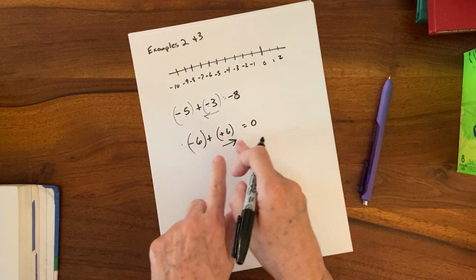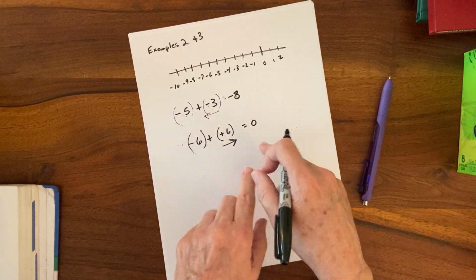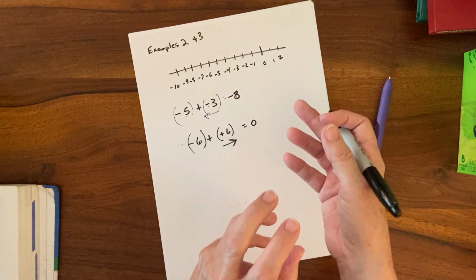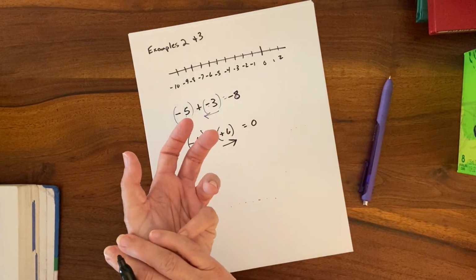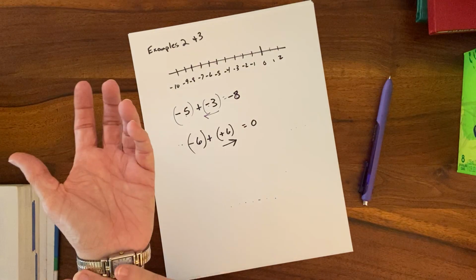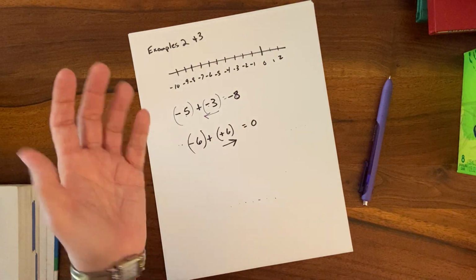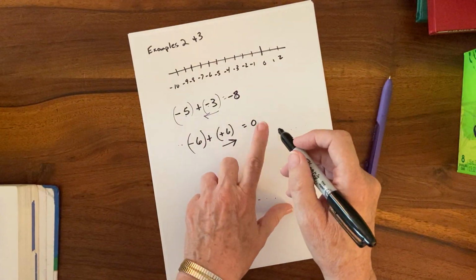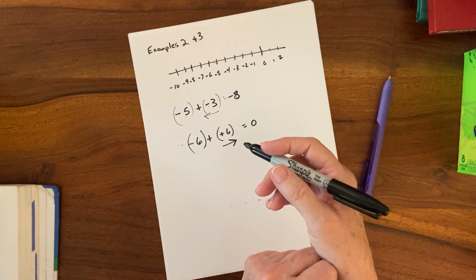So anytime I add my opposites together, I'm going to get 0. Negative 3 plus positive 3 is 0. Negative 99 plus positive 99 is 0. So opposites, when I add them together, are always 0.